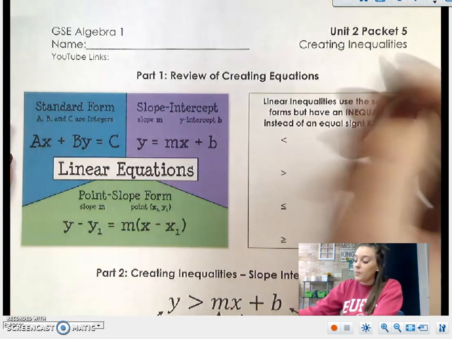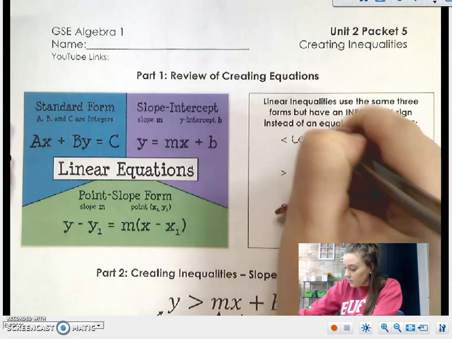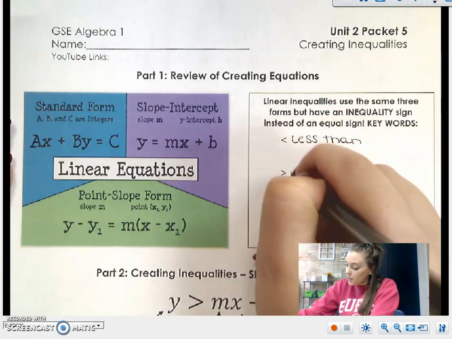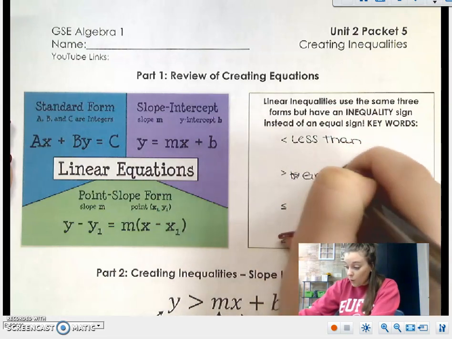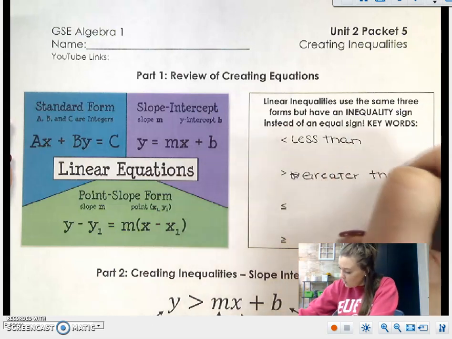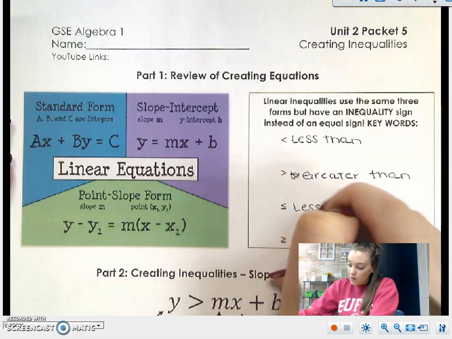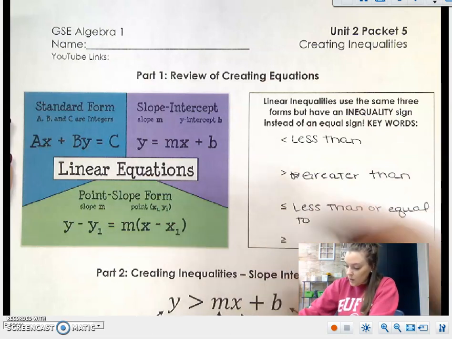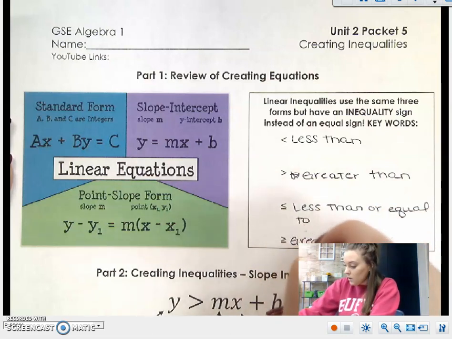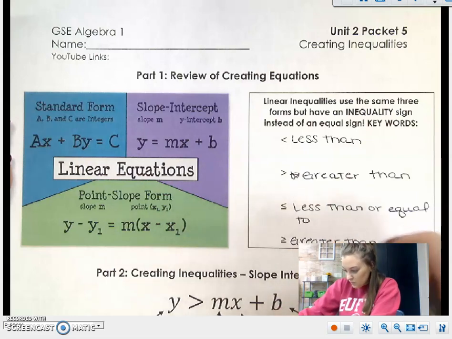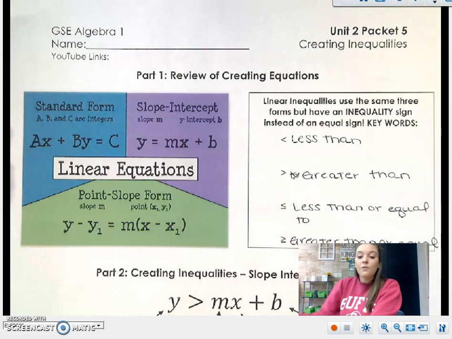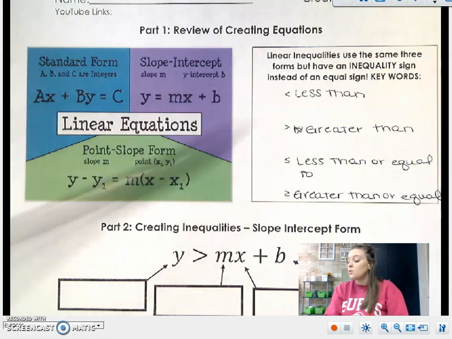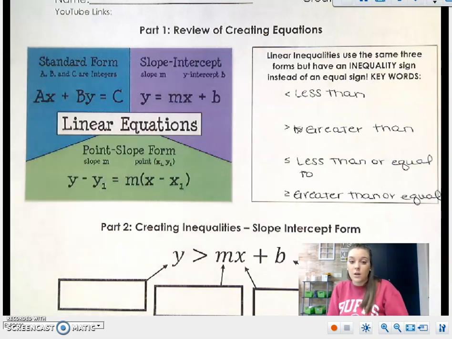This first symbol is your less than symbol. This second symbol is greater than or more than. Then we have our less than or equal to, or our greater than or equal to. And from word problems, instead of using the equal sign, you can create linear inequalities using these four symbols based on keywords given to you in a word problem.